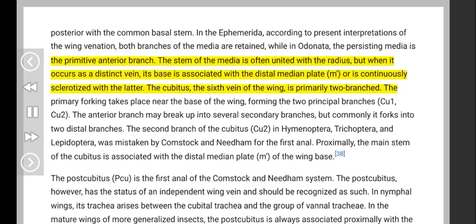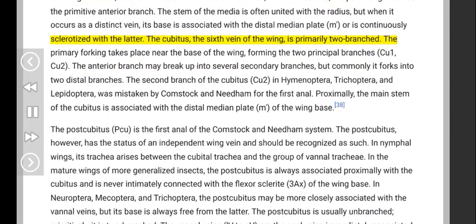The media is often united with the radius, but when it occurs as a distinct vein, its base is associated with the distal median plate M, or is continuously sclerotized with the latter. The cubitus, the sixth vein of the wing, is primarily 2-branched. The primary forking takes place near the base of the wing, forming the 2 principal branches Cu1, Cu2. The anterior branch may break up into several secondary branches, but commonly it forks into two distal branches. Branch of the cubitus Cu2 in Hymenoptera, Trichoptera, and Lepidoptera was mistaken by Comstock and Needham for the first anal. Proximally, the main stem of the cubitus is associated with the distal median plate M of the wing base.